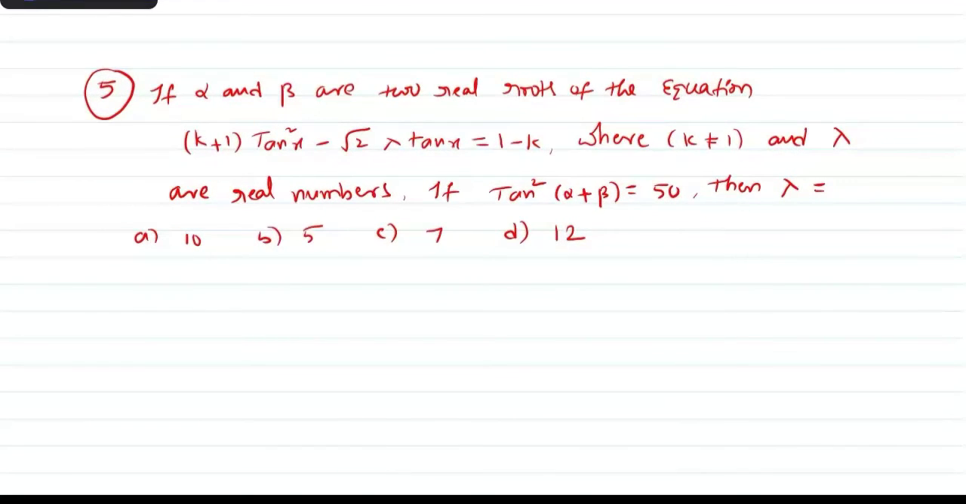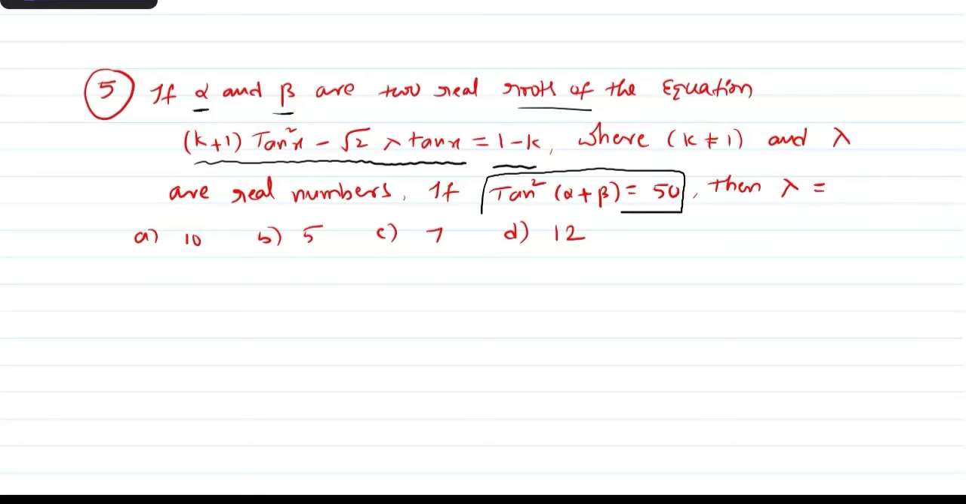Come to fifth question. The question is, if alpha and beta are the roots of the equation k plus 1 into tan square x minus root 2 times of lambda into tan x is equals to 1 minus k, where k and lambda are real numbers, and another condition he has given, that is tan square of alpha plus beta is equals to 50, then what is the lambda? So with the help of these data we have to find what is the lambda.